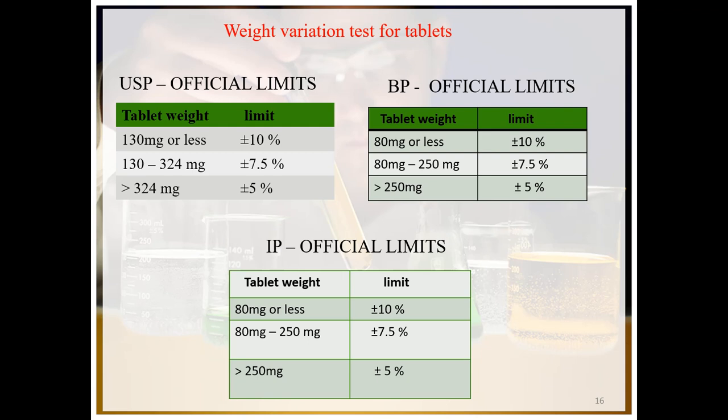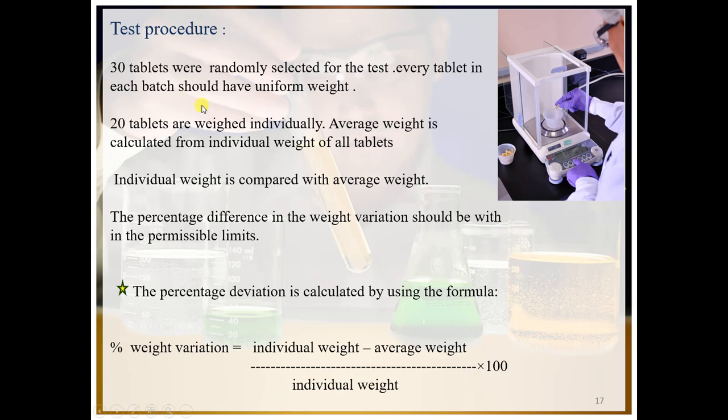So the main objective of the weight variation test is to determine how much weight is lost by the tablet with time, as I already mentioned in the table. First of all, you will have to take 30 tablets randomly selected for the test, and every tablet in each batch should have uniform weight.